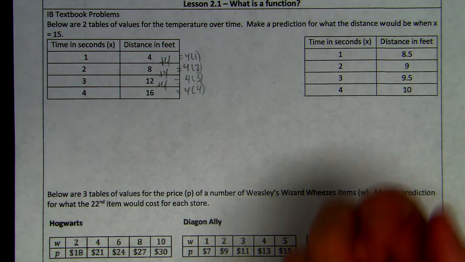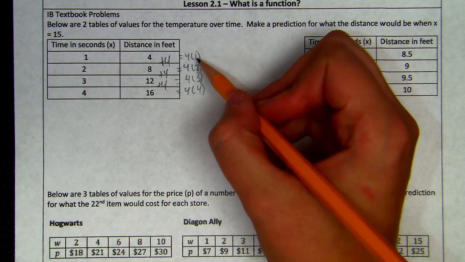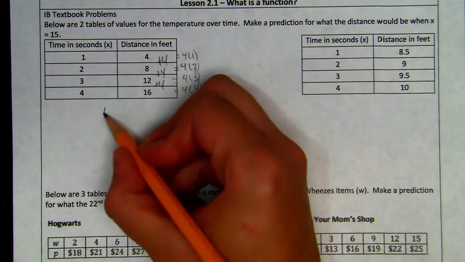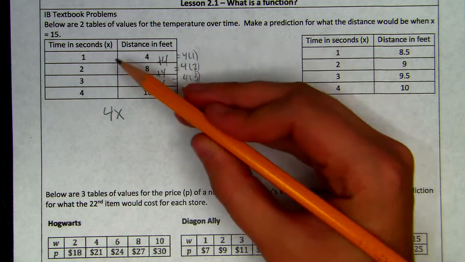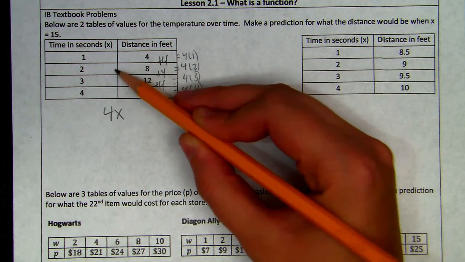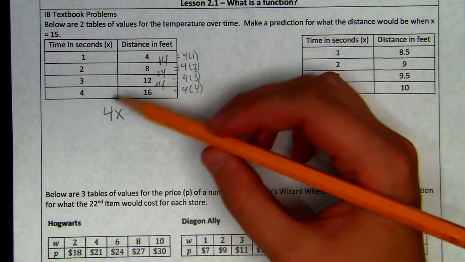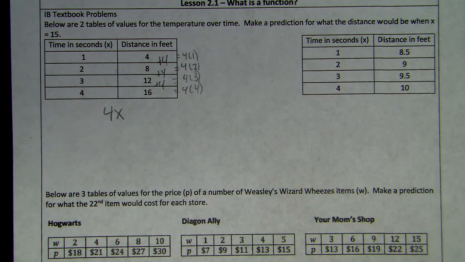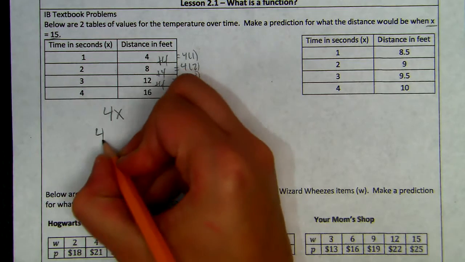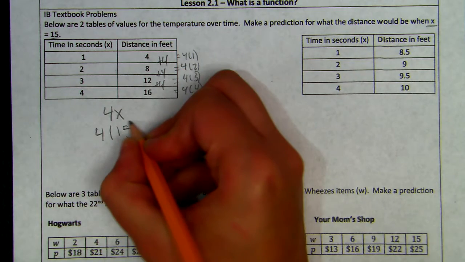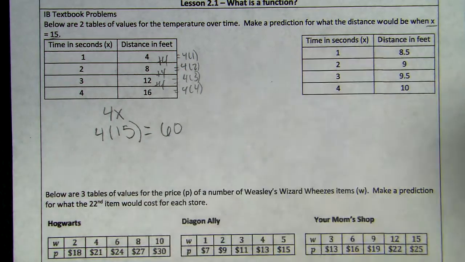So I could write this noticing that my number in the parentheses is the same thing as my time. I could write 4 times x, and I think that would give me a pretty good approximation, right? 4 times 1 is 4, 4 times 2 is 8, 4 times 3 is 12. So 4x would give me a pretty good equation for my future predictions for distance. I know I'm supposed to be looking at when x equals 15, so I substitute 15 in for x. 4 times 15 is 60.